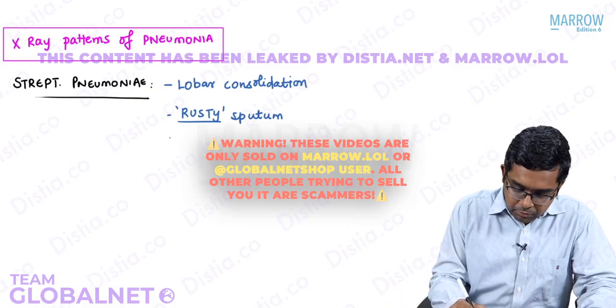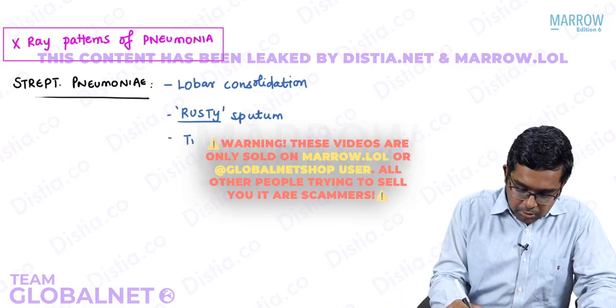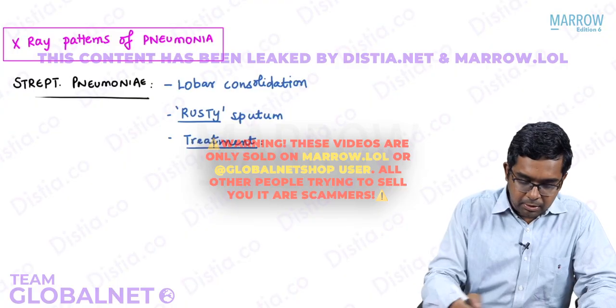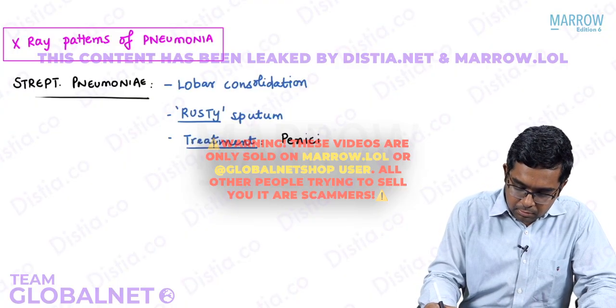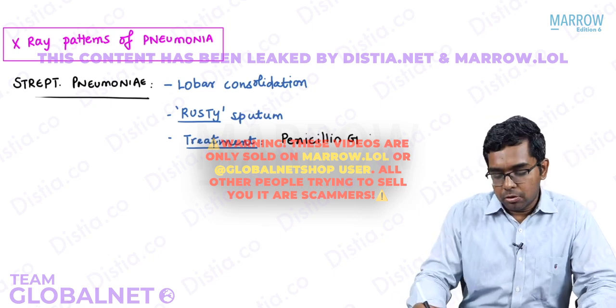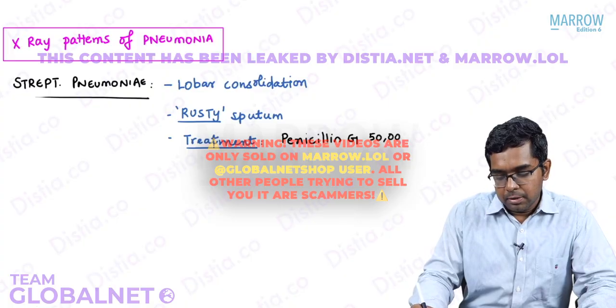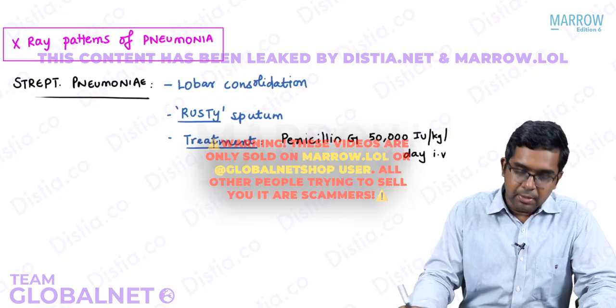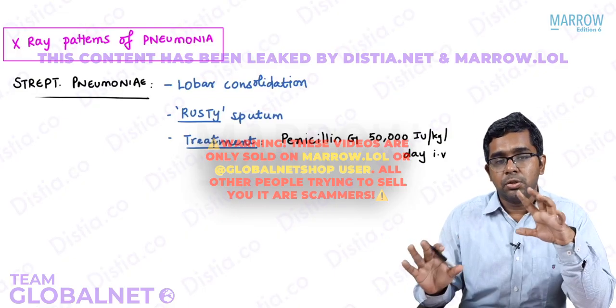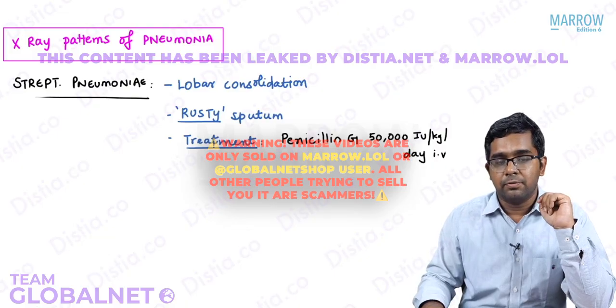Okay, and if you detect Streptococcus pneumoniae, what do you think should be the treatment? The treatment should be administration of penicillin G at the dose of 50,000 international units per kg per day. It is usually given intravenously. That is the usual treatment for a Streptococcus pneumoniae infection.